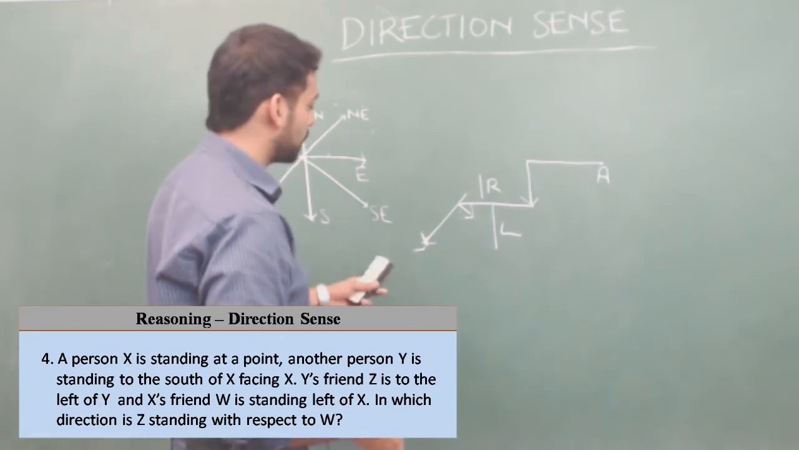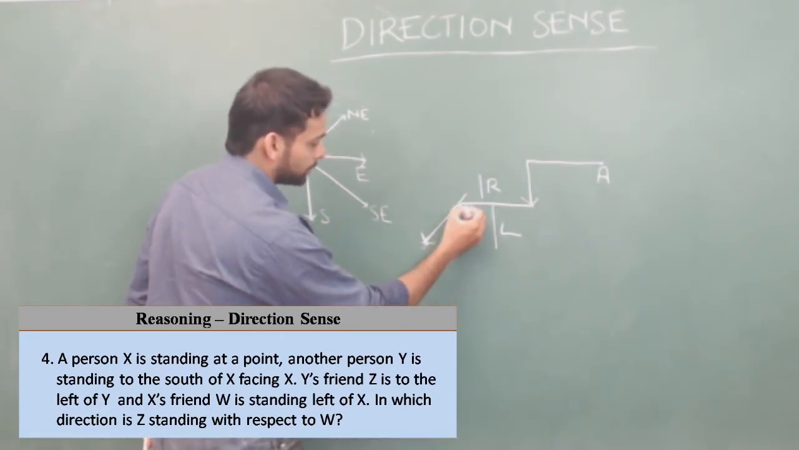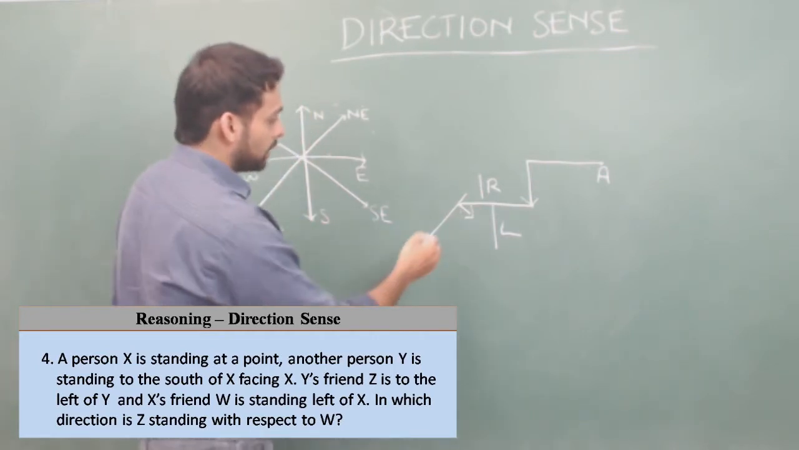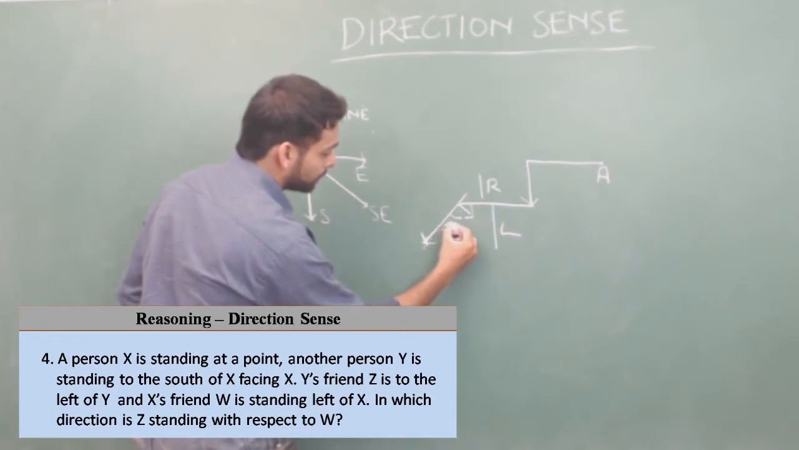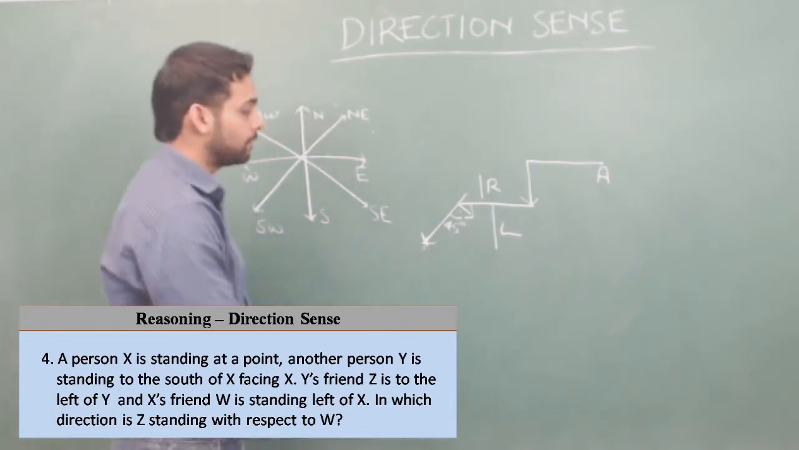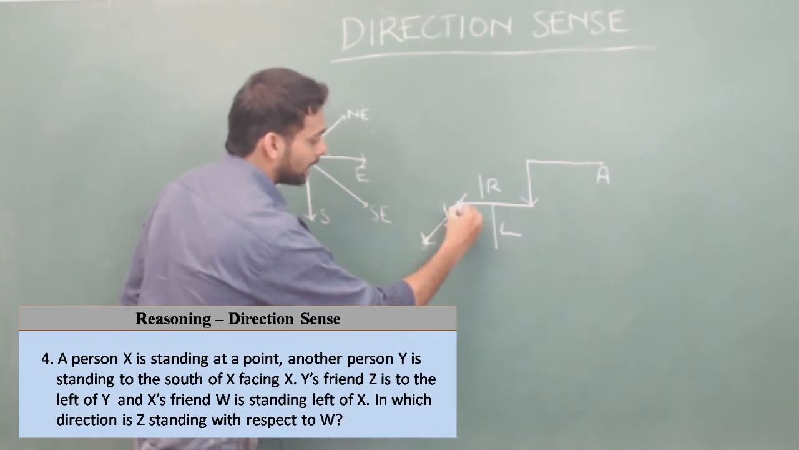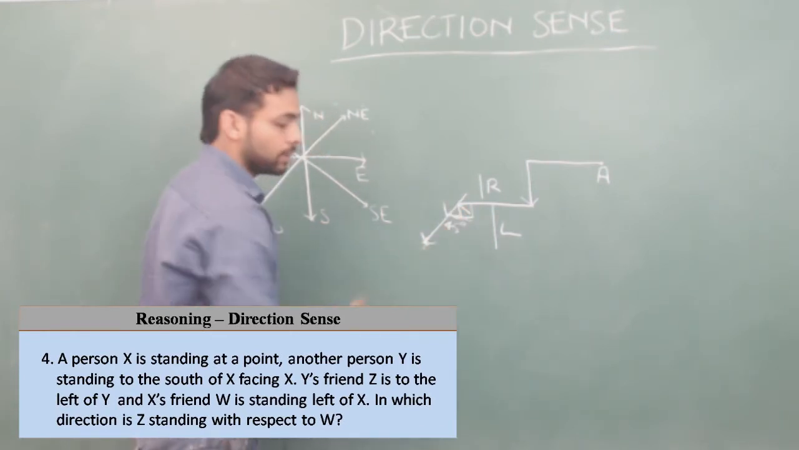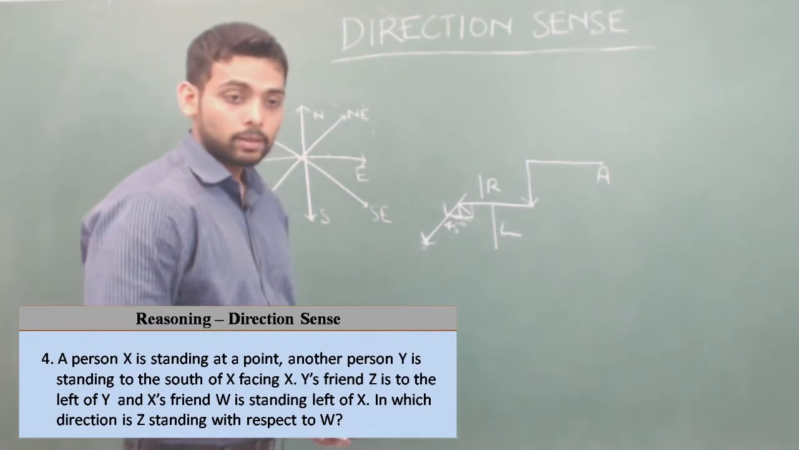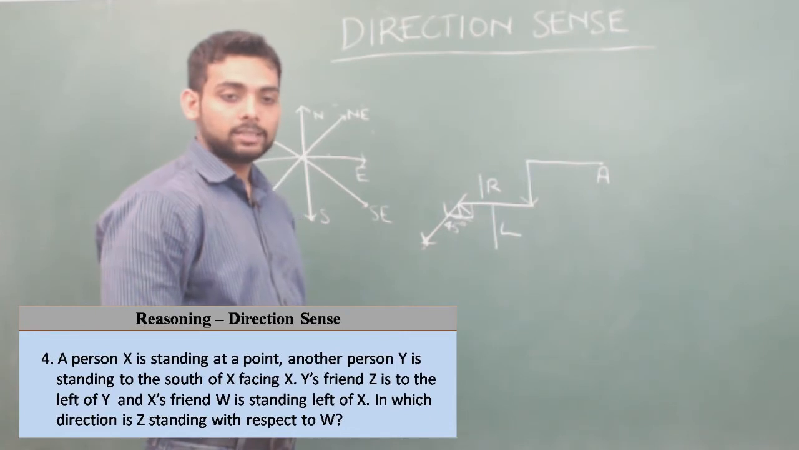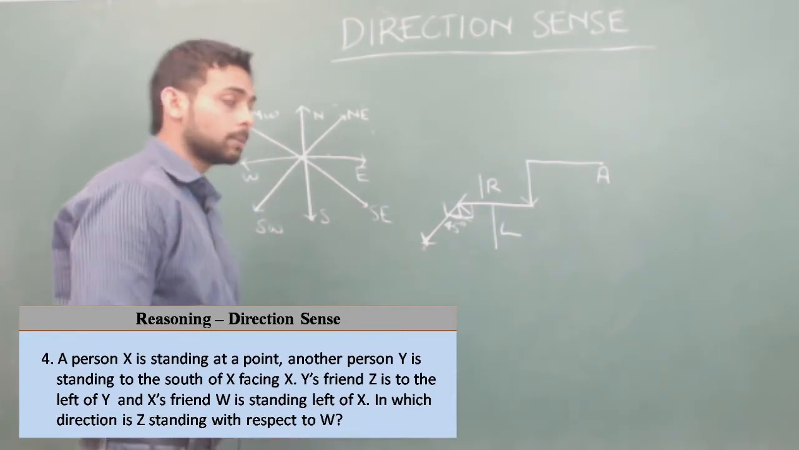And I arrive somewhere over here. I move 45 degrees to my left. Instead of completely turning, I move 45 degrees. If I extend this plane, this will be 90 degrees. I am moving only half of it. So I turn 45 degrees to my left. In which direction is he from the starting position?